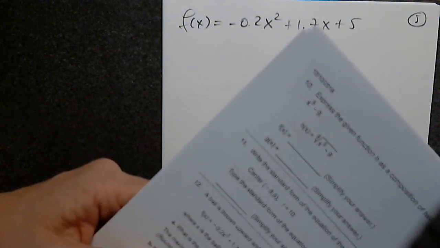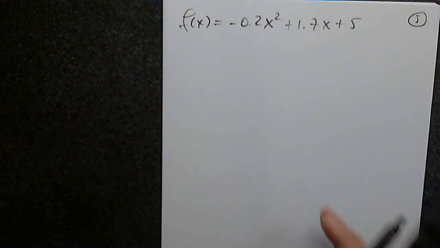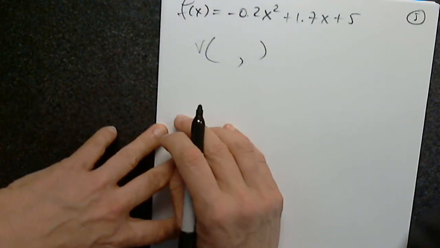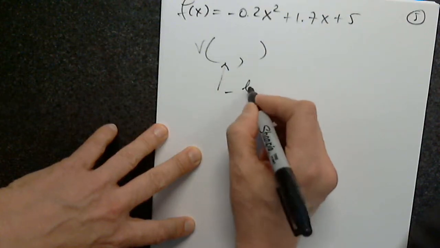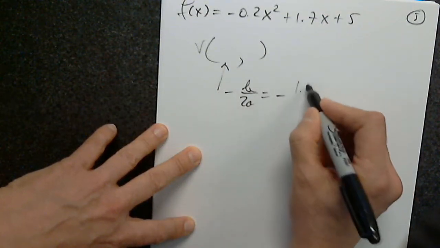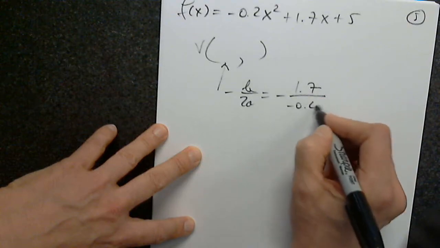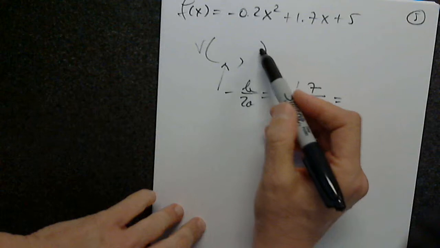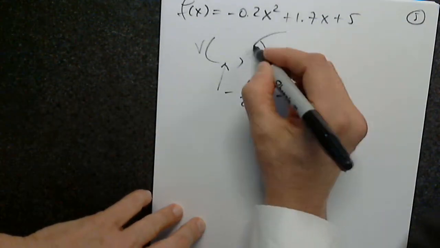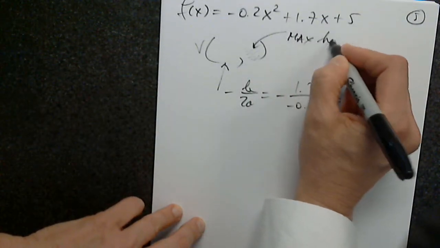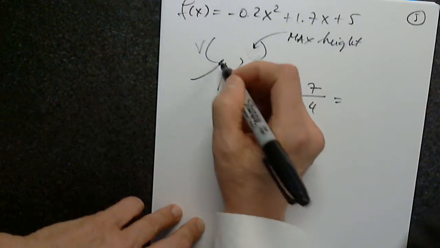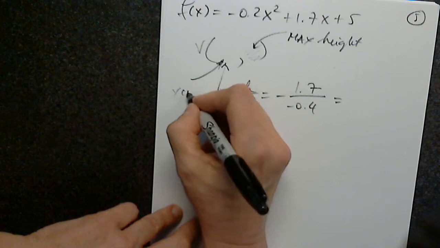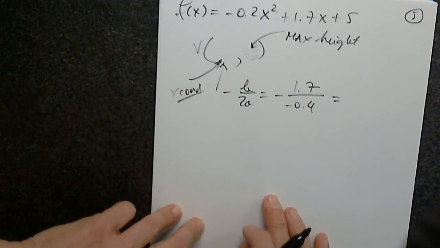Okay, so horizontal distance, maximum height, how far? And we know the whole spiel, right? Here we are asked to find the vertex, for f of x equals negative 0.2x squared plus 1.7x plus 5. The x-coordinate of the vertex is negative b over 2a. So negative 1.7 over negative 0.4. Once I get the answer, I have to determine the maximum height. This is how far the max height happens, the x-coordinate of the maximum height.